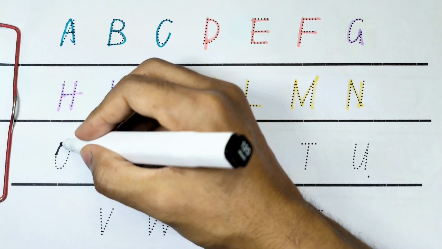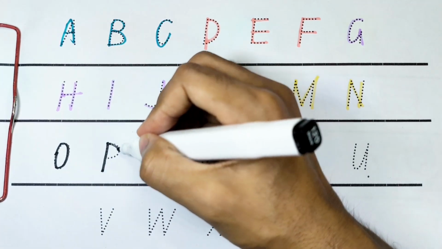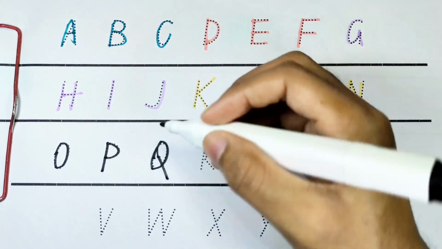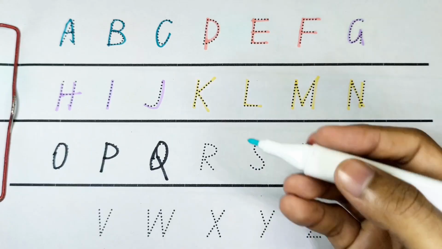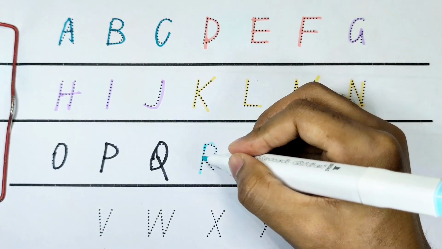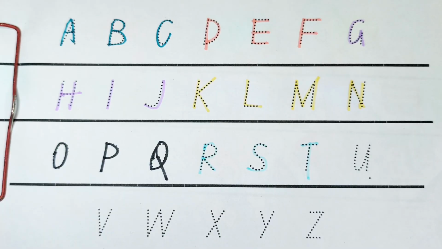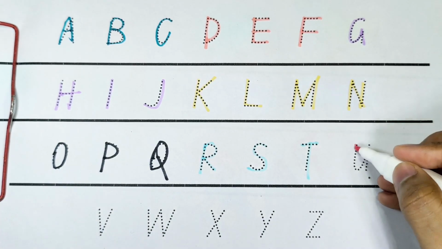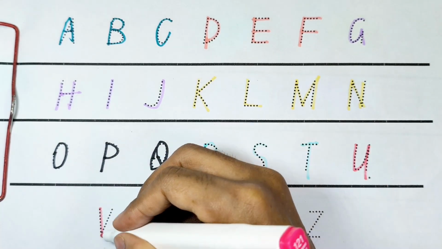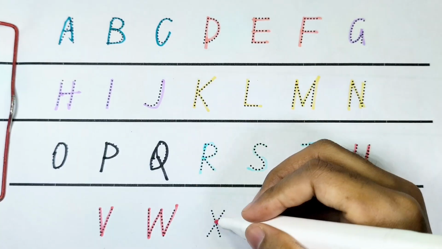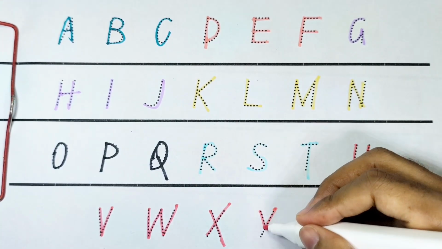Yes, black color. O, P, Q for queen. Mint blue color. R, S, T. Coral red color. U, V, W, X, Y, and the last one is Z.